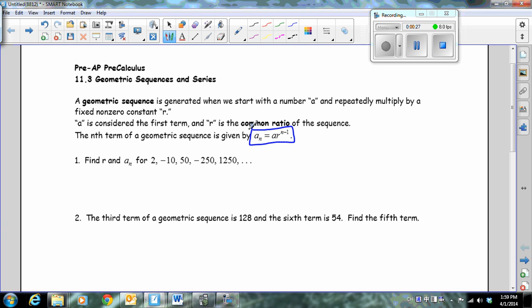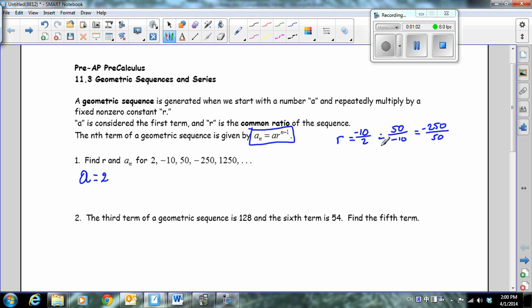Very important. Let's look at the first problem, where it says find r and s of n for 2, -10, 50, and so on. Well, 2 is the first term, so I know already that a is equal to 2. Now let's go ahead and find r. The common ratio r will be equal to -10 over 2, or it should also be equal to 50 over -10, which is also equal to -250 over 50.